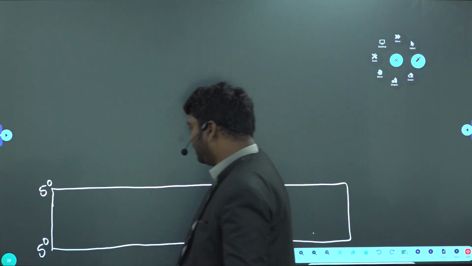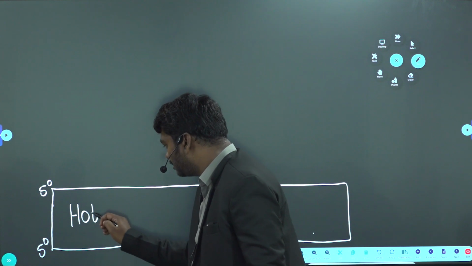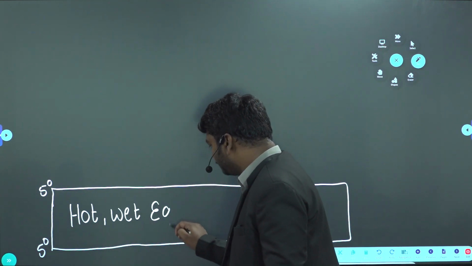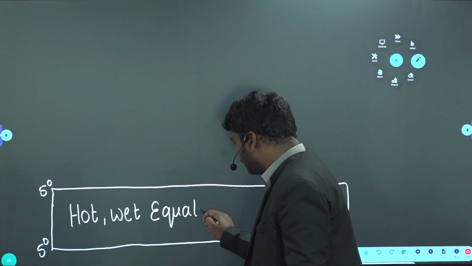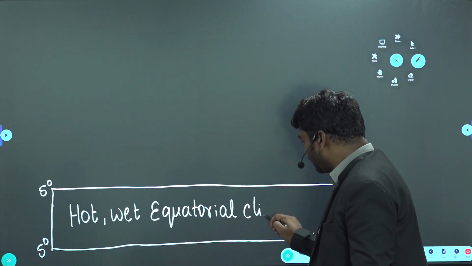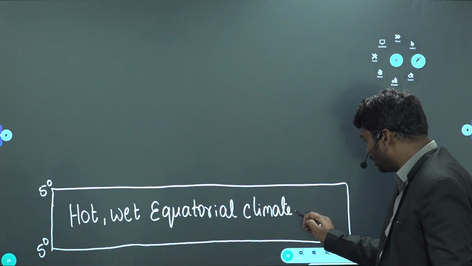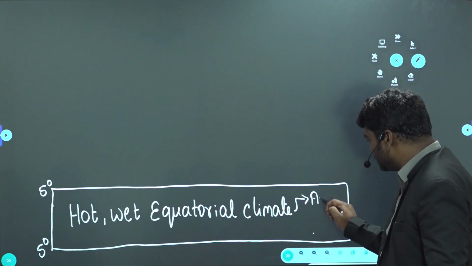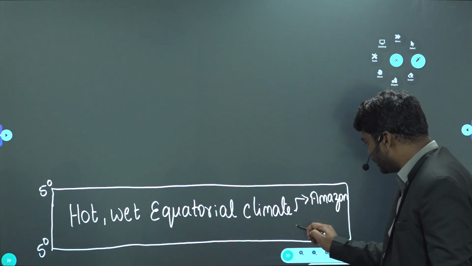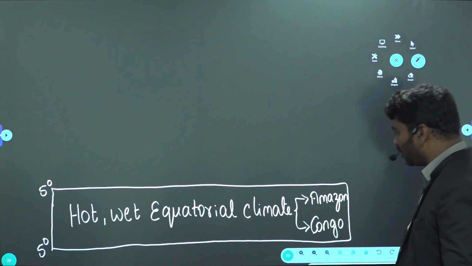Five degree to 5 degree. Hot, wet, equatorial climate. In the world, it is mostly in Amazon and Congo.